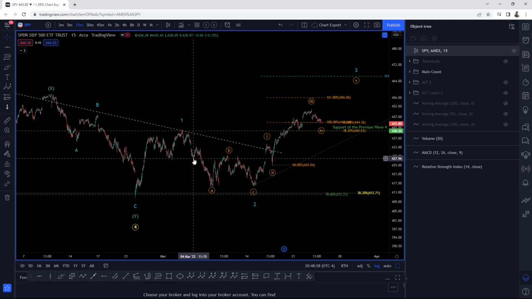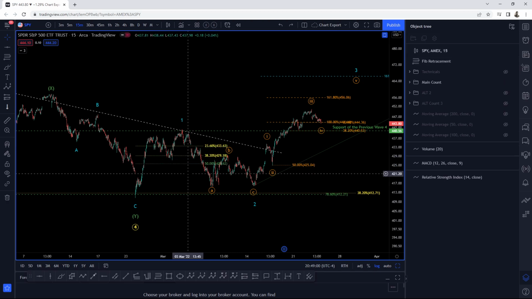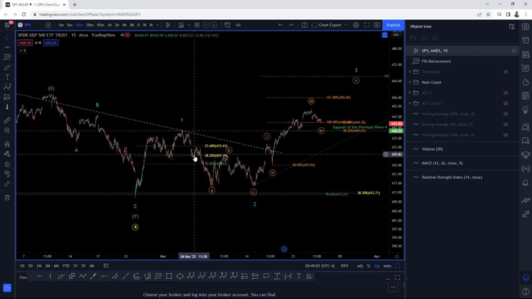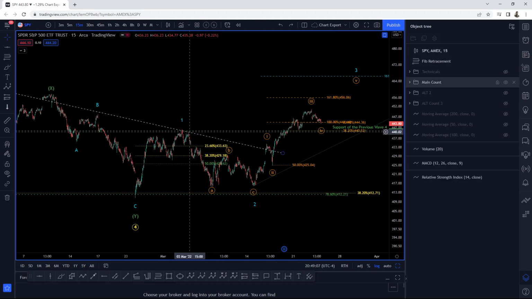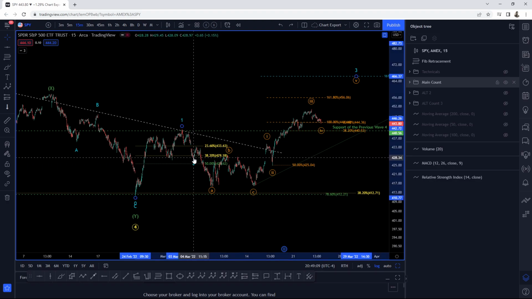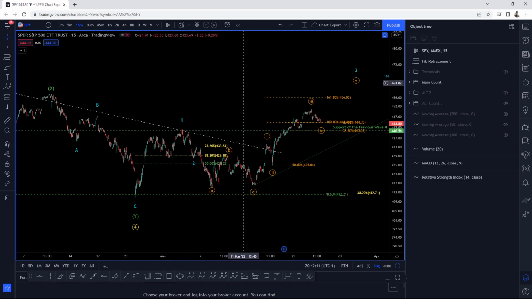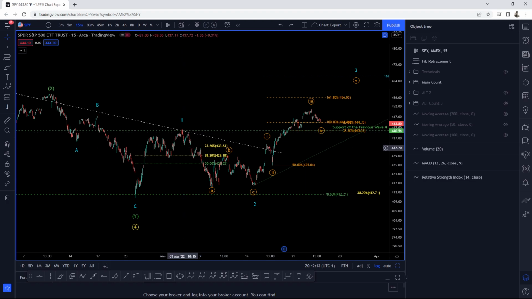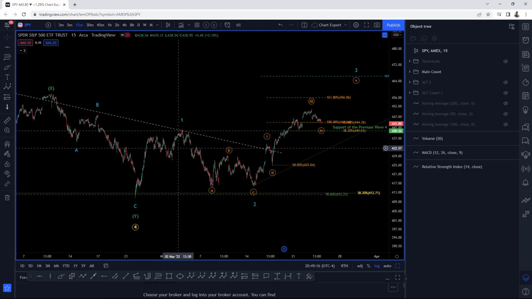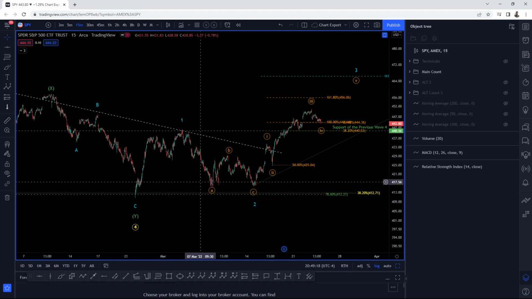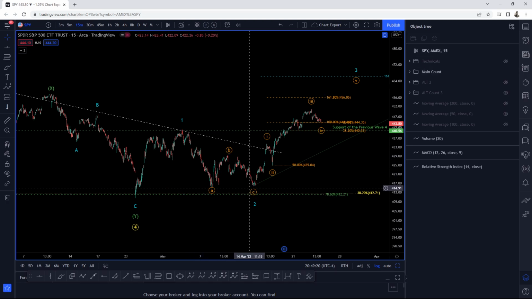Initially we did, because if I just undo here, we see that the 38.2% retracement was a zone where we saw the market bounce. So this was A, B, and C, which gave us reason to believe that that would have been 2, and then the rally continued. However, due to the geopolitical events and market uncertainty, this thing kept on going down, and we kept on trading sideways.